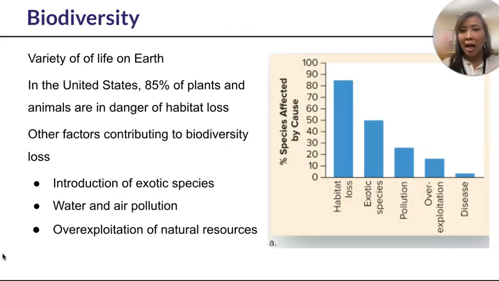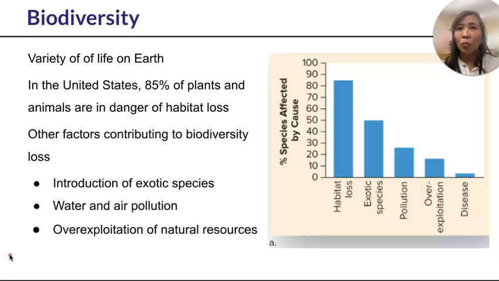And so in the United States, we are already seeing that many plants and animals are in danger of habitat loss. That's going to play a big part of why certain plants and animals might go extinct, right? In addition, other factors that contribute to biodiversity loss can be the introduction of exotic species. So certain species that are not native, and we see this a lot in California, where we have certain plant species or animal species that are not native, but they kind of take over the habitat of the native plants. And so that can lead to extinction.